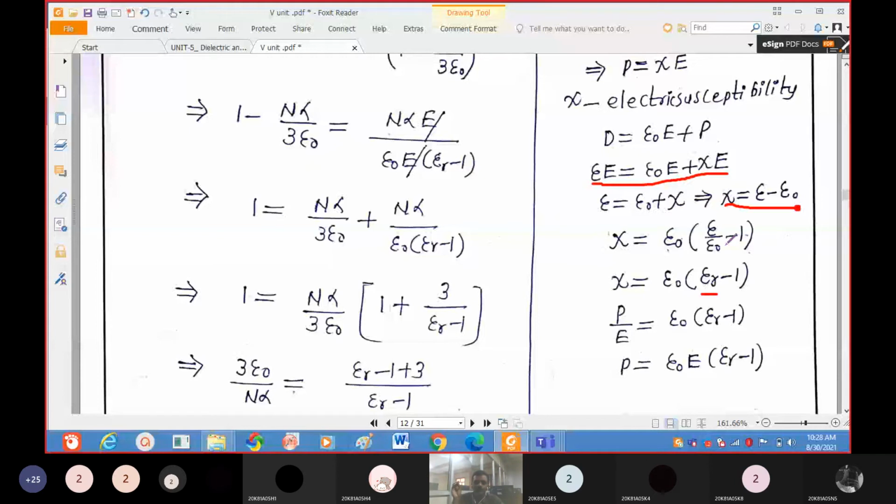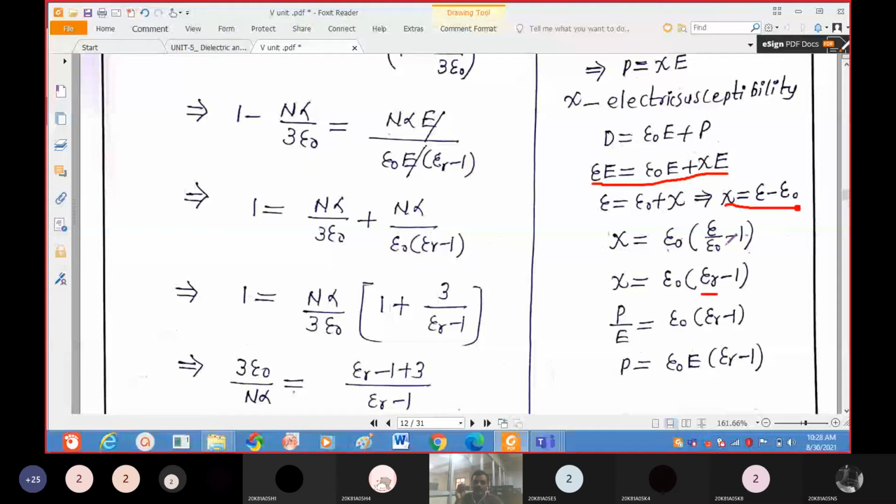Okay, so due to the separation, what happened? Polarization occurs. This phenomenon, the separation of charged particles, is known as dielectric polarization. Now there is a relation between mu and P.